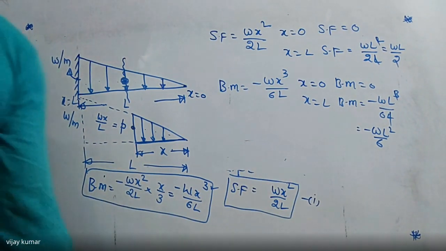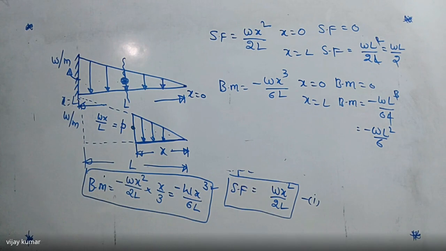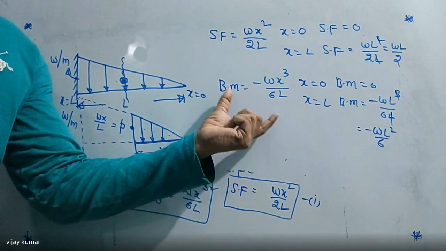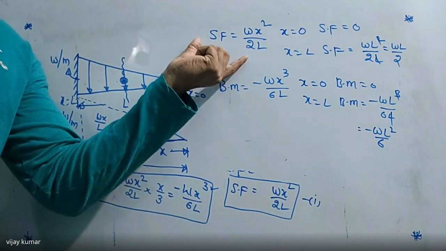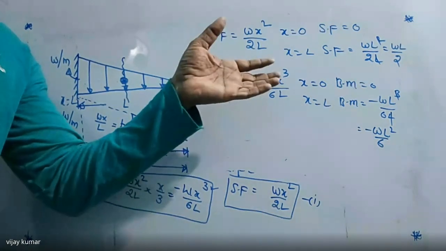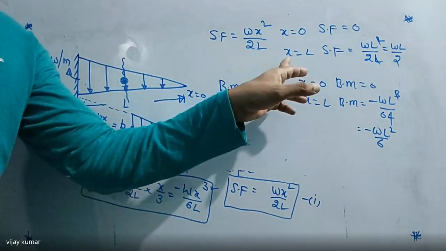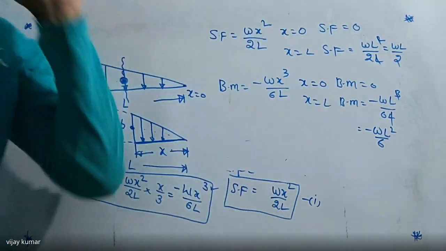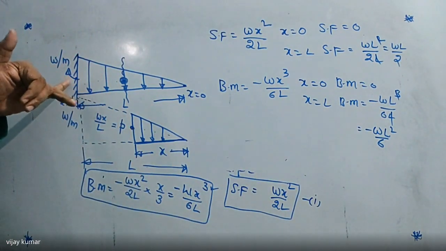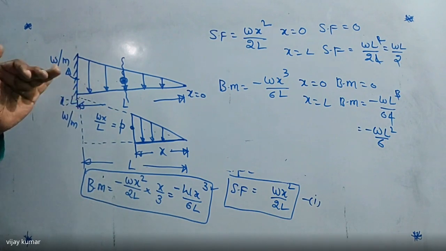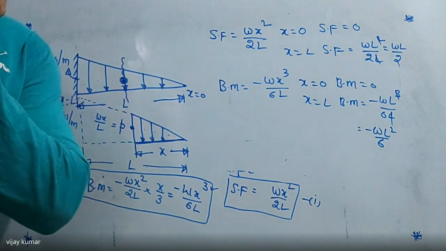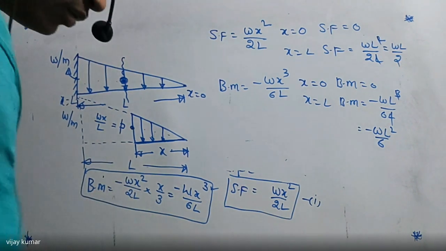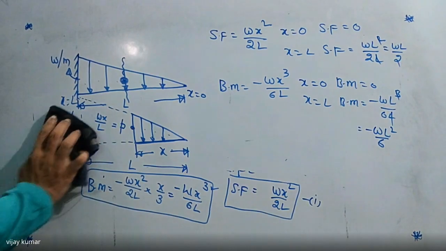So two points are clear: the value of shear force, the value of bending moment, and where the shear is maximum, where the bending is maximum. This is clear. At x equal to L, shear is maximum. At x equal to L, bending moment is also maximum. That is at the support. At this support, the shear force and bending moment both are maximum in case of cantilever beam. Got my point? Now I want to draw the shear force and bending moment diagram for this case.